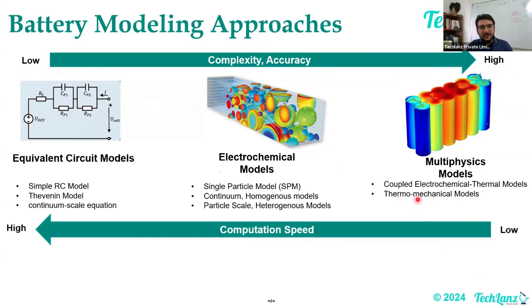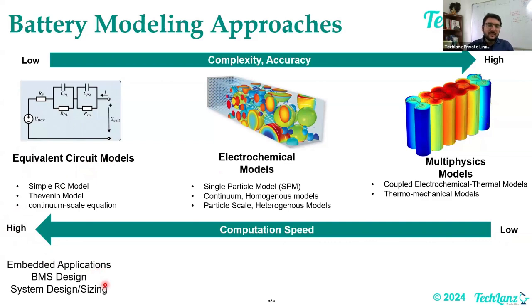Then you have computation speed. Once you are modeling very complex physical behavior of the cells, obviously the computation speed will be very low, right? Because the differential equations from multi-dynamics will be solved. And when you're working with equivalent circuit models, that's how you get very high computation speeds. That's the reason equivalent circuit models are used in embedded applications, BMS design, system sizing, and all those applications. All the BMS algorithms used in the market on any electric vehicle use equivalent circuit models. They don't use these physics-based models.